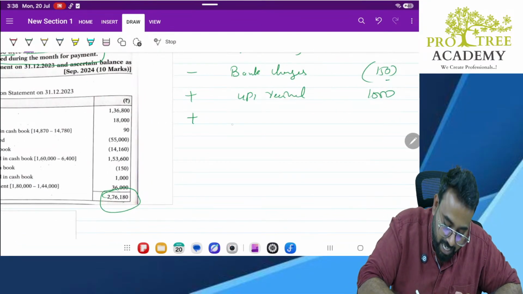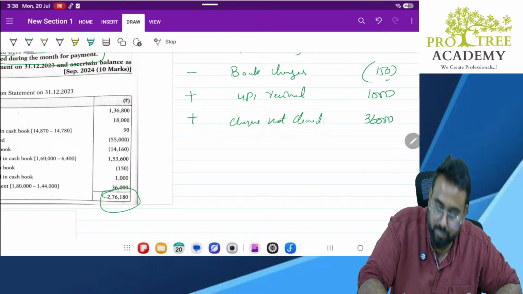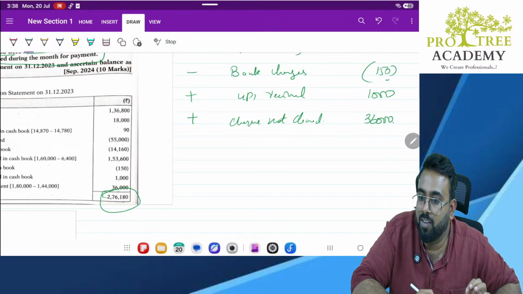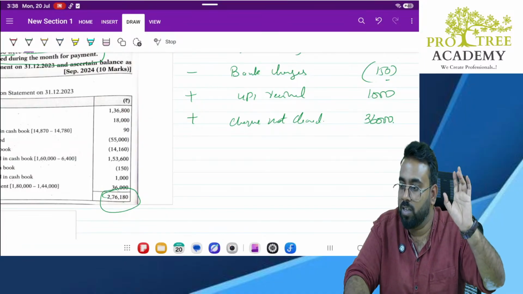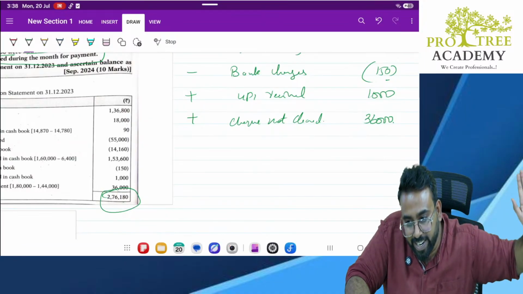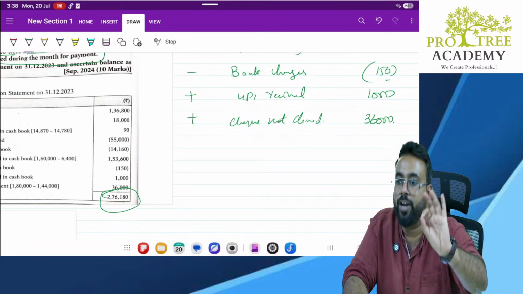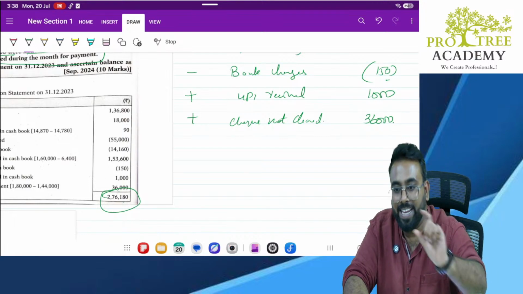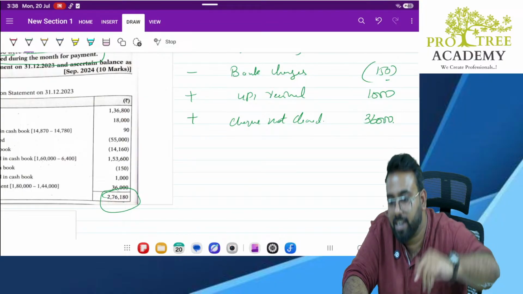Add checks not cleared. How much? ಅರ್ಥ ಆಯ್ತಾ ಆಗ್ಲಿಲ್ವ ಈ ಕಾನ್ಸೆಪ್ಟ್? Sir, 1,88,000, I have 1,80,000, no? 1,80,000 I would have already deducted from my cash book. But how much should I have deducted? Only 1.44 lakhs. So the remaining extra I have deducted. Now how to correct it? Add it back.